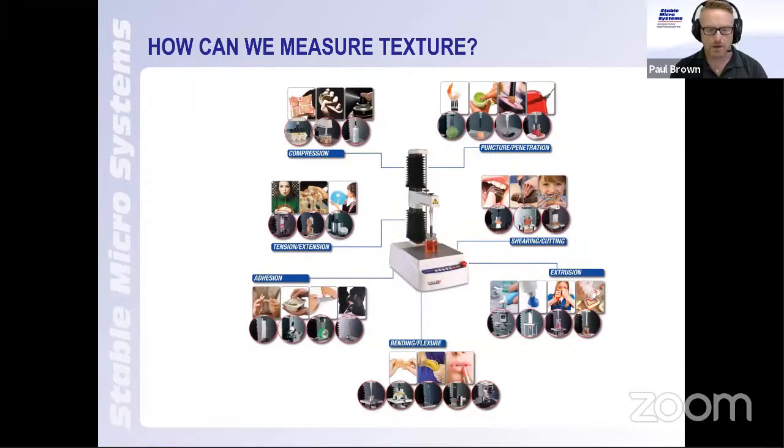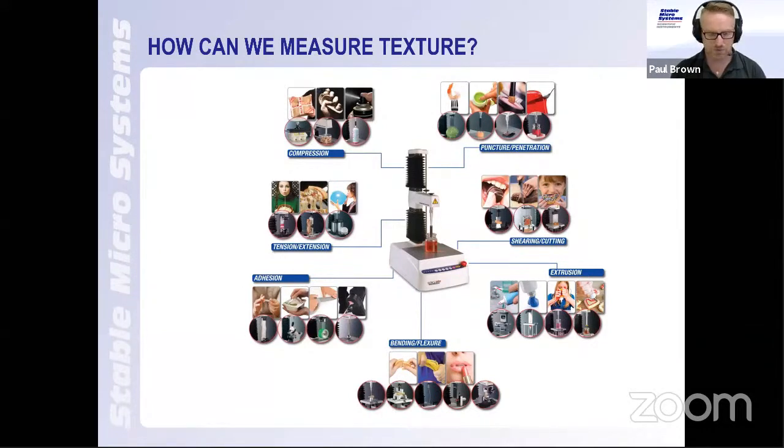How do we measure texture? I mentioned earlier a little bit about 7 principles, and these are the 7 principles we work to. And these 7 principles in the main cover a very large percentage, 95, 97% of the tests that we create in or on the texture analyzer come under one of these headings: compression, puncture or penetration, tension and extension, shearing or cutting, adhesion, extrusion, and bending and flexing. And we will today take a look at every one of those and some of the type of applications that are possible with those individual principles.